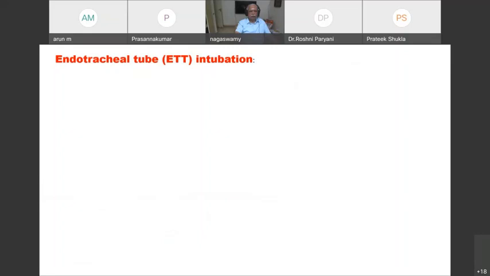So coming to endotracheal tube intubation, what are the 5 advantages of using an endotracheal tube? Okay. The 5 P's. This is a basic question even for the juniors who are not exam going. So the exam going ones can answer this. What are the 5 P's or advantages of using the endotracheal tube?